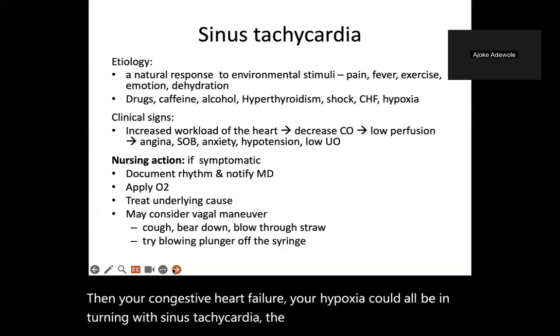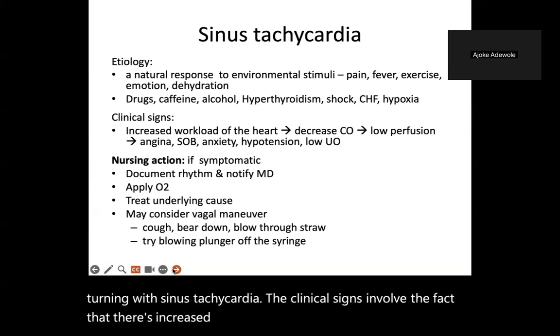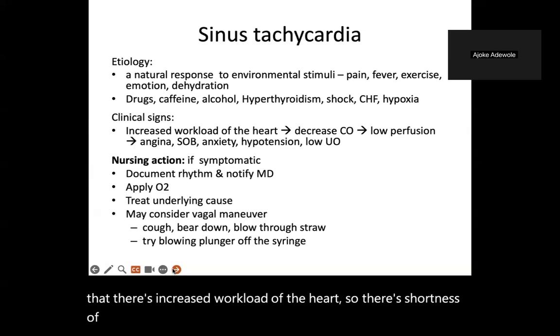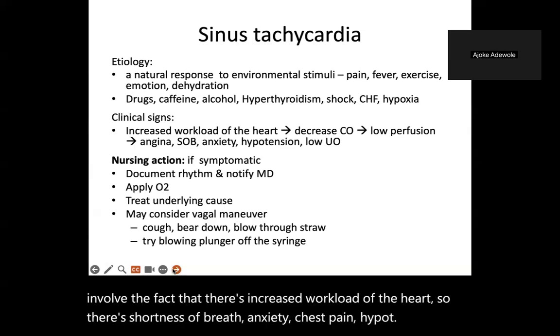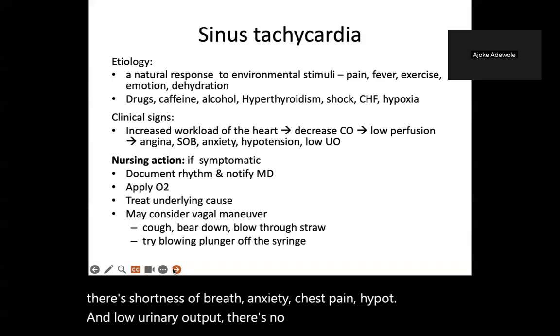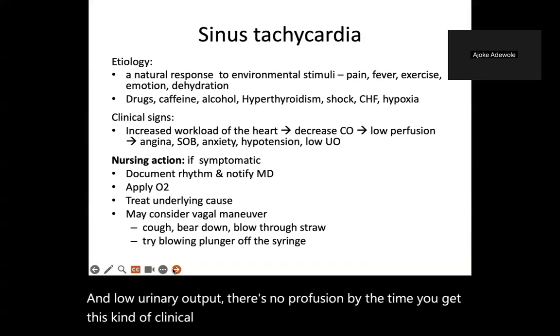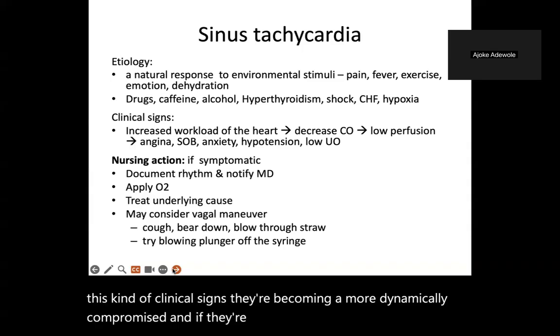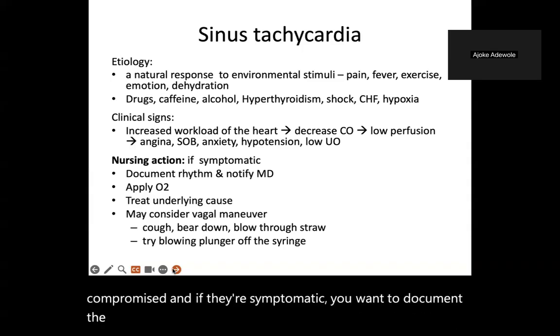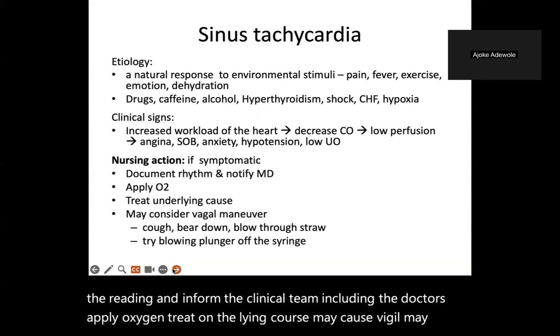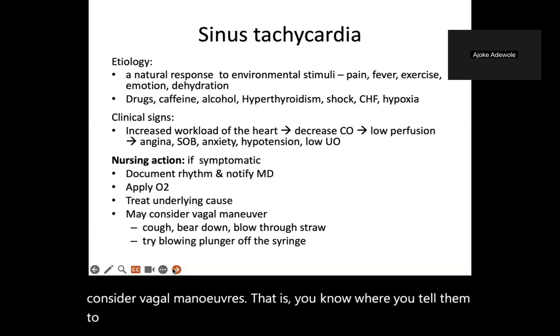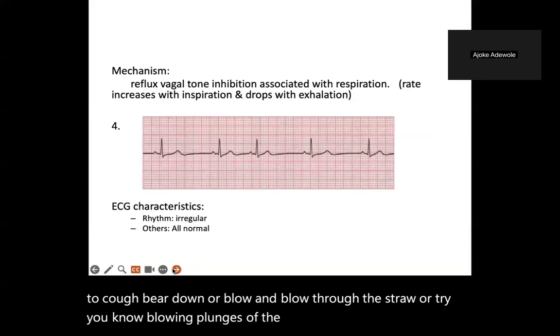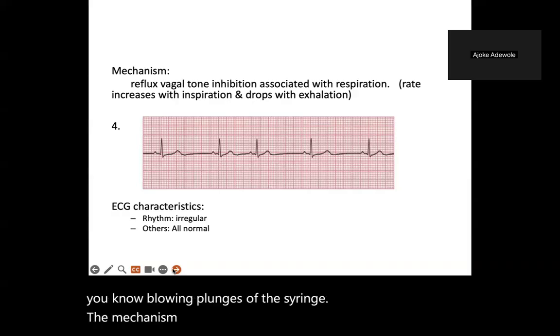The clinical signs involve the fact that there's increased workload of the heart. So there's shortness of breath, anxiety, chest pain, hypotension, and low urinary output. There's low perfusion. By the time you get these kinds of clinical signs, they are becoming hemodynamically compromised. If they are symptomatic, you want to document the reading, inform the clinical team including the doctors, apply oxygen, treat the underlying cause, and consider vagal maneuvers. That is where you tell them to cough, bear down, blow through a straw, or try blowing the plunger of a syringe.